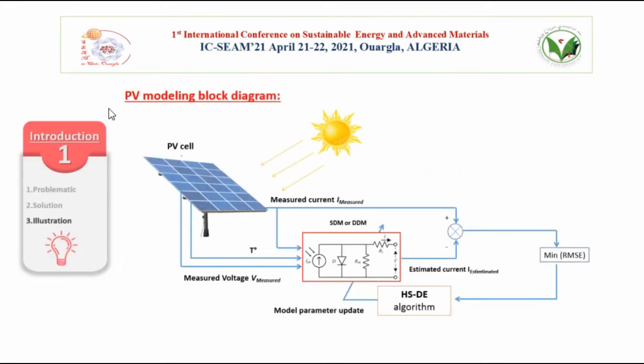The block diagram of the proposed method is as follows: we have a PV cell or PV module for which we measure the temperature and the voltage. We measure the output current as well. The current, temperature and voltage will be used inside the algorithm to estimate the current. The estimated current will then be compared to the measured one, and then we are going to minimize this objective function.